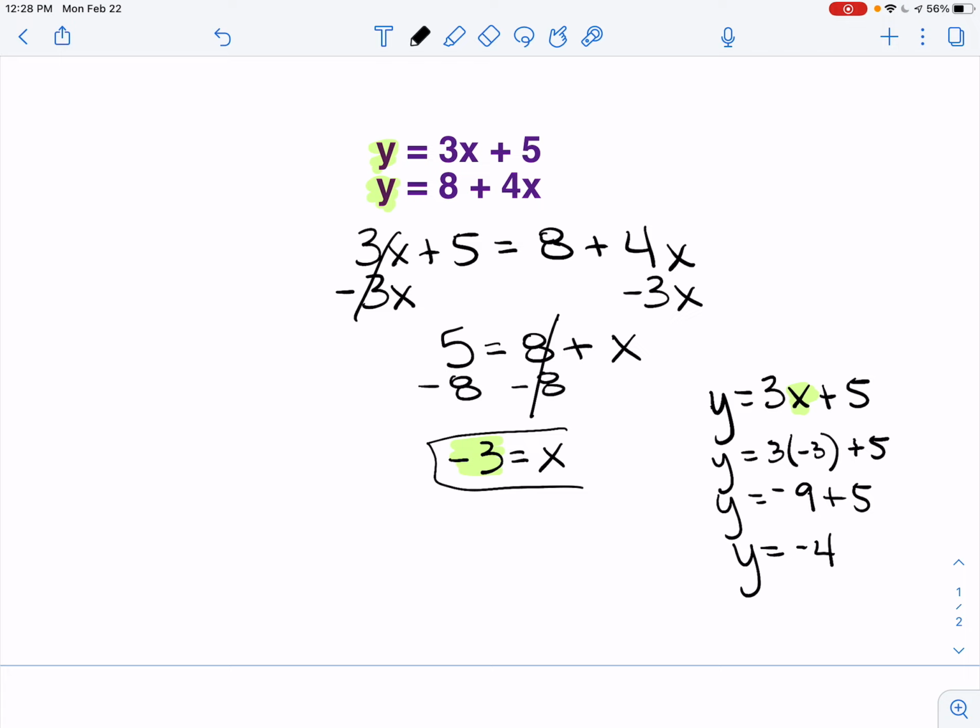So now I have my x value, I have my y value, and I'm going to write it as an ordered pair for the solution to my system. So my x is negative 3, my y is negative 4. There's the solution to my system of equations.